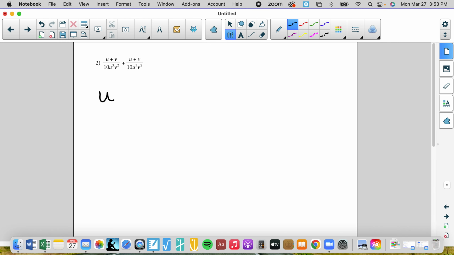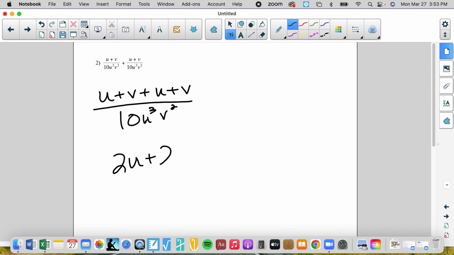All right, so we have u plus v plus. Now, I'm not going to do the quantity only because we can logically understand that that's not going to affect any of the signs, because a positive 1 will just keep them. So I don't have to show the distribution, but we are distributing a positive 1, but it won't change it, so let's just write it. So you have 2u plus 2v over 10u cubed v squared.